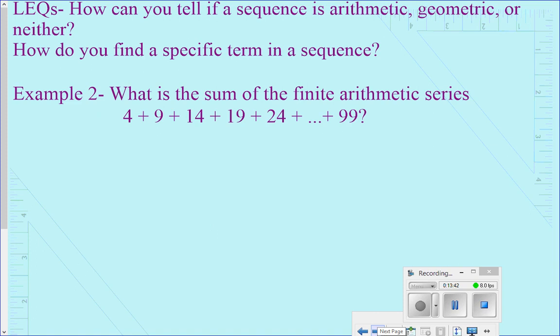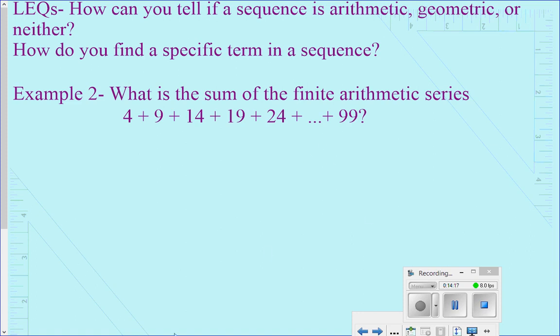Next. So we're going to try this one. Again, we have a finite arithmetic series. How do I know? Because I can see 4 plus 9 plus 14. The pattern here is adding 5. And I have an endpoint here. Now, 99, be careful with that. 99 means the value of that last term is 99. It does not mean that there are 99 terms. Okay, 99 is the value of the term. So I don't know how many terms there are. This plus dot dot dot plus means I skipped some terms in there, and then I'm ending off with the last term, which is 99.